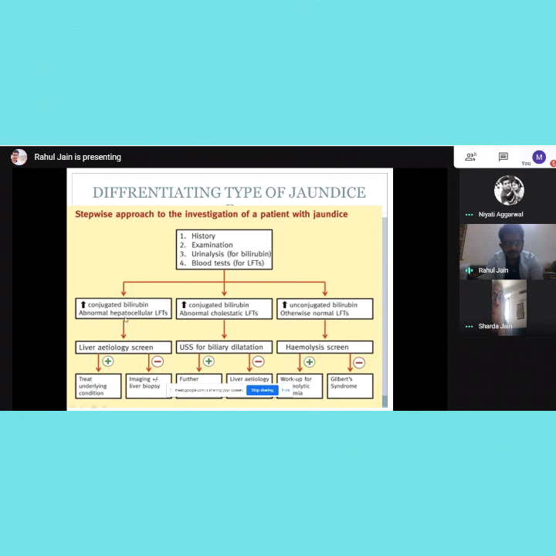So conjugated bilirubin with a rise in AST and ALT gives me a hint that there is some liver injury and there is hepatitis associated. And then the patient will also complain of right upper quadrant pain, fever, and all those things.